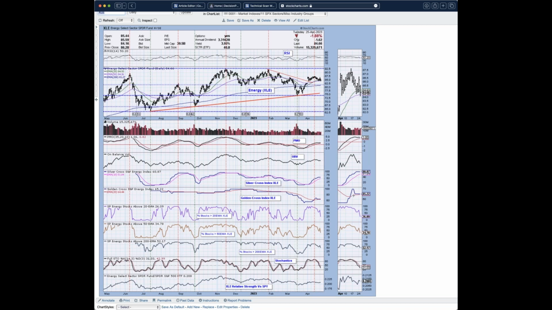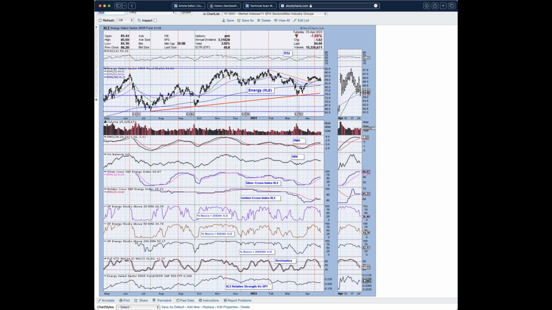All right. So energy not looking too good, and I know we had a really nice spike yesterday in crude oil. I was having trouble believing that it was going to turn into that much. We did, you can see right here, got that little bump on the stocks above their 20 and 50. We did get a little bump there. Silver Cross Index didn't do anything. It's actually in the process of turning down. So that tells me there's some problems that maybe I didn't recognize.